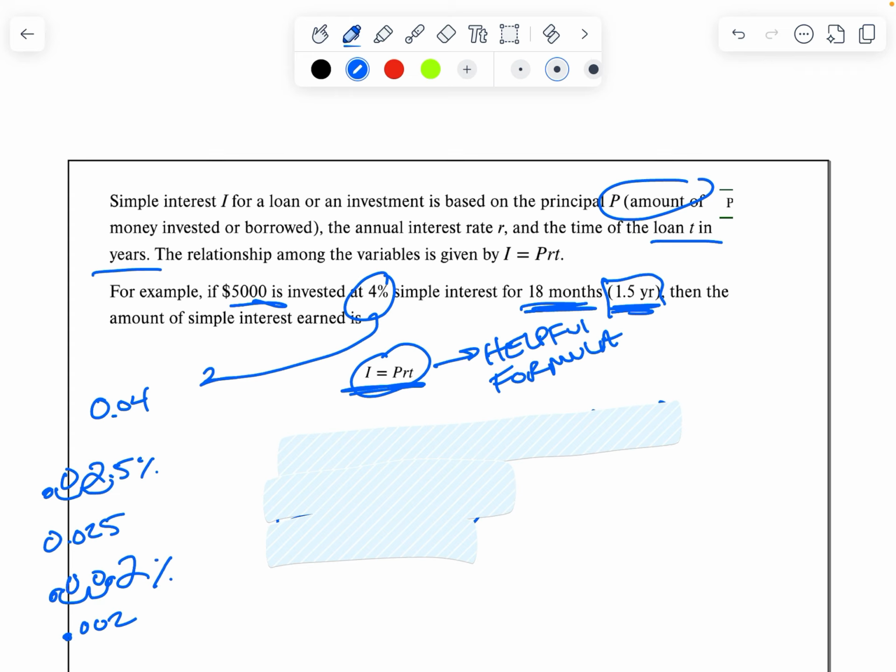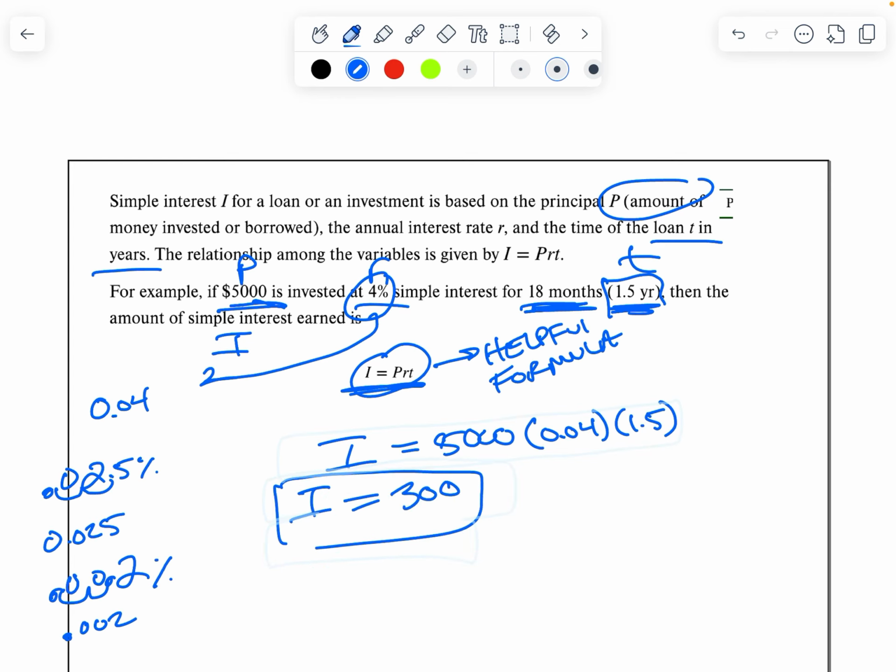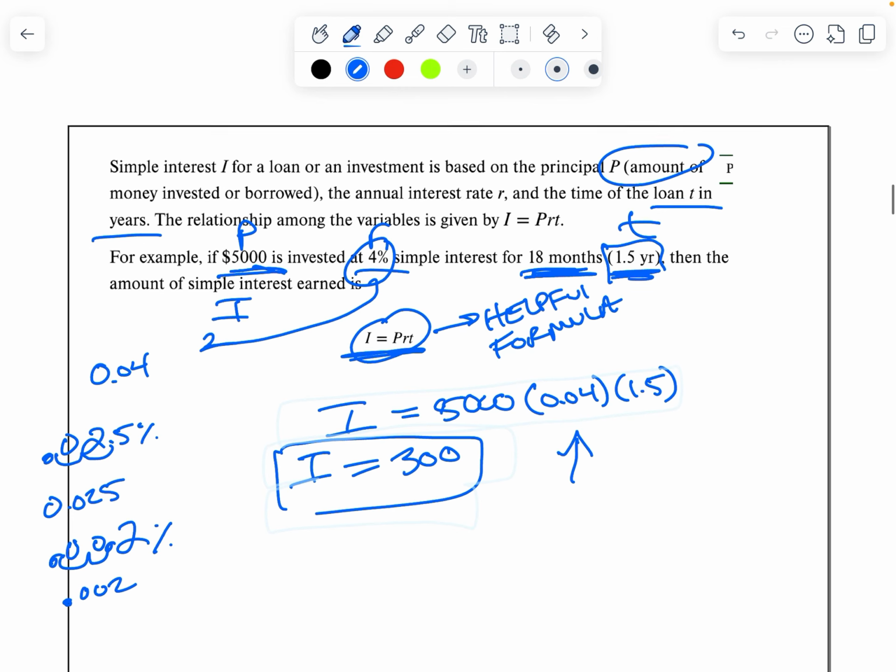Let's read the problem they have for us here. If $5,000 is invested at 4% simple interest for 18 months, which is the same as a year and a half, the amount of simple interest is I equals PRT. If we try to fill in I, P, R, and T, we want to know what I is, we know what P is, we know what R is, we know what T is, so we can fill in those values in the formula. And then all we have is a multiplication problem. You can just type that directly in your calculator to get the answer. I equals 300. Does that make sense with the problem? We invested $5,000. We got $300 out. That does make sense.